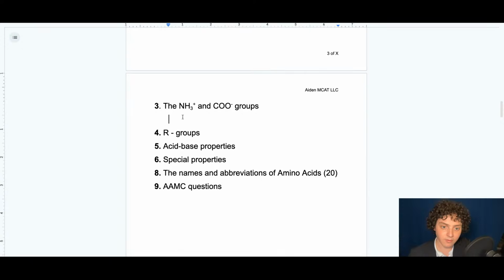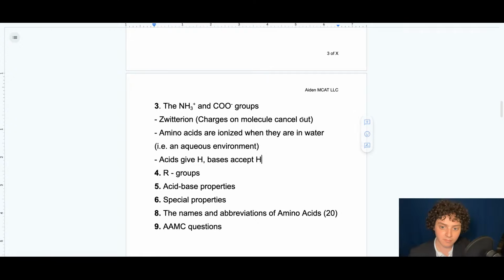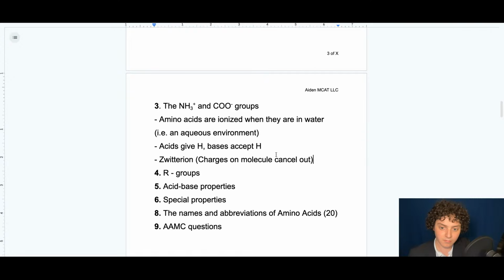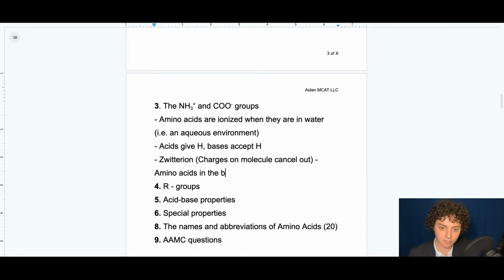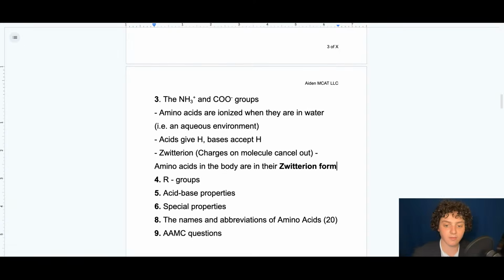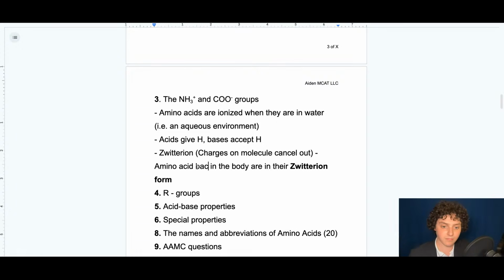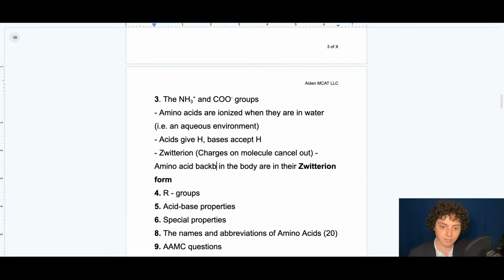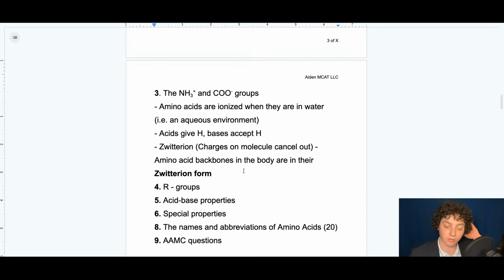So I'm going to put these under here. Amino acids in the body are going to be in their Zwitter ion form.